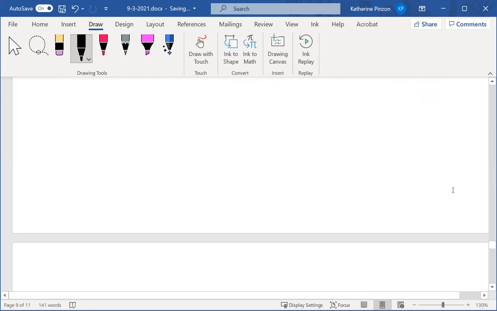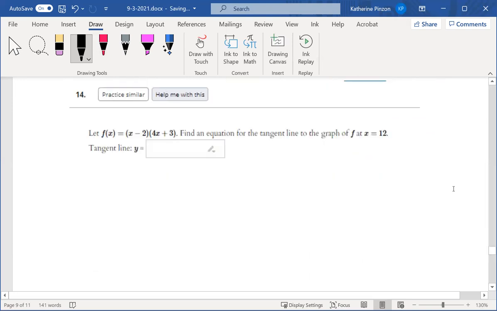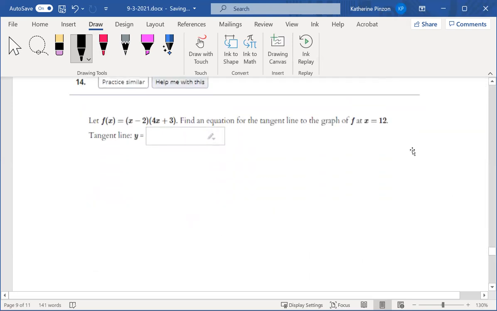Okay, let's see what I got left. 14. Let f of x be this function, x minus 2 times 4x plus 3. Find an equation for the tangent line to the graph of f at x equals 12. How are you going to find the slope of the tangent line? Take the derivative and plug in 12, right? So remember the slope is the value of the derivative at that point that they gave you.